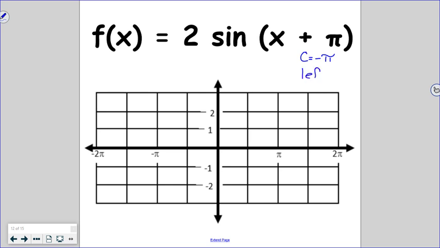So normally, my sine curve, again, our midline's not moving today, so I'm going to keep drawing that in there. But normally, my sine curve would start at 0, 0. Don't draw that dot because we're going to move it. Left pi. Pi is right here. Left pi means my first dot would start right there.